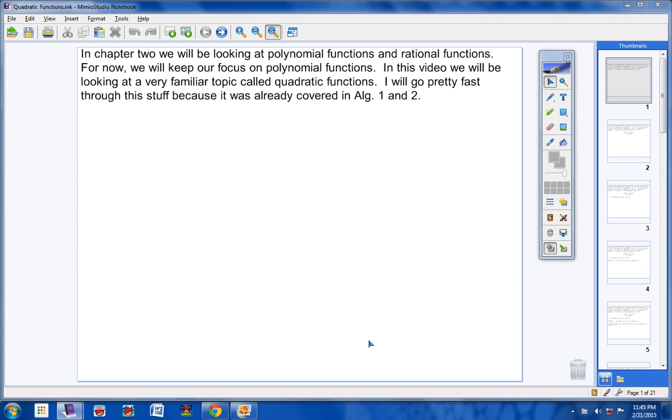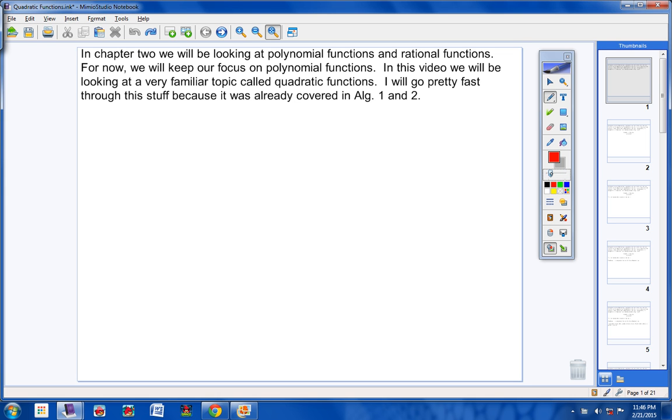Now, students, in Chapter 2, which is the chapter we are starting today, we will be looking at polynomial functions and rational functions, okay? That's what we'll be looking at throughout Chapter 2. For now, we will keep our focus on polynomial functions. We will get to rational functions toward the end of the chapter, okay? In this video, we will be looking at a very familiar topic called quadratic functions.